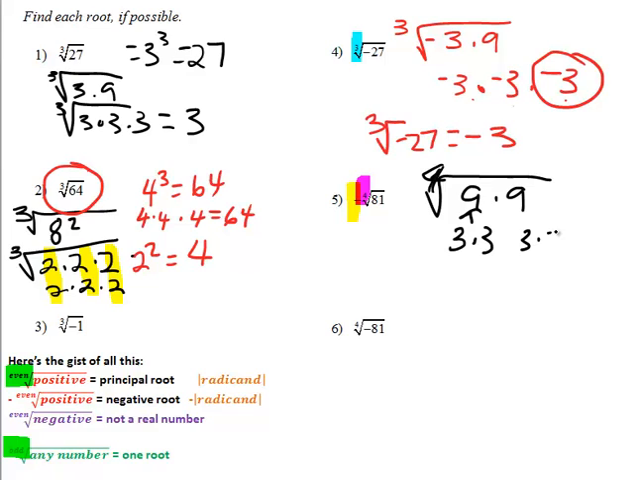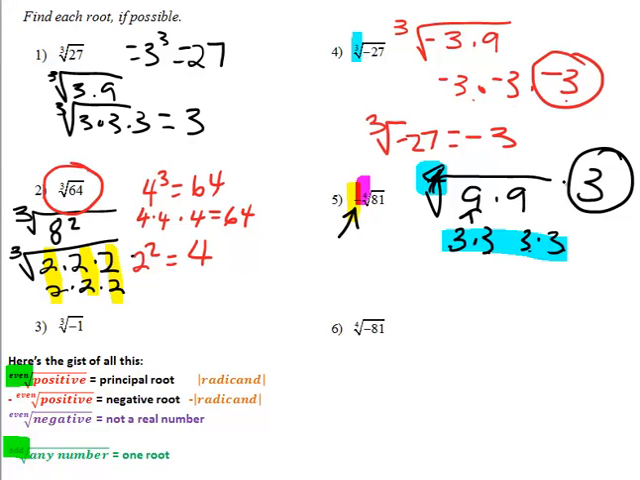And another 3 times 3 makes 9. And oh wait, I'm looking for 4 of a kind, and I have 1, 2, 3, 4 of a kind. So I have a 4 here and 4 of these here. That means 1 comes out. So there's your answer. Oh, but wait, it's supposed to be negative. So my answer is negative 3.